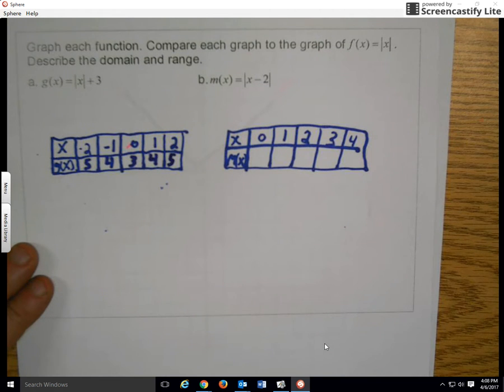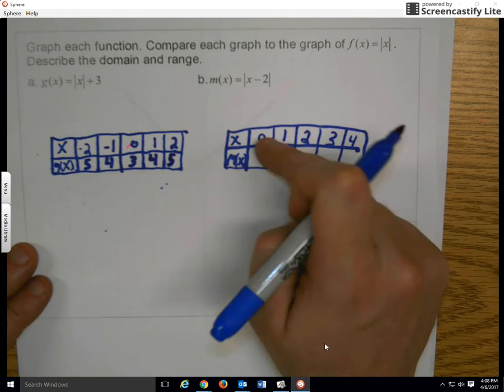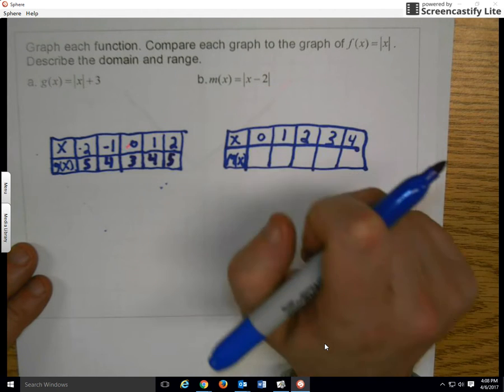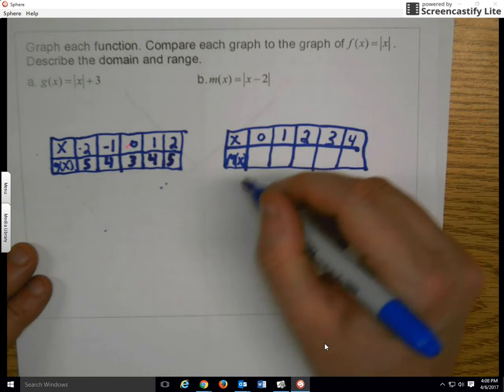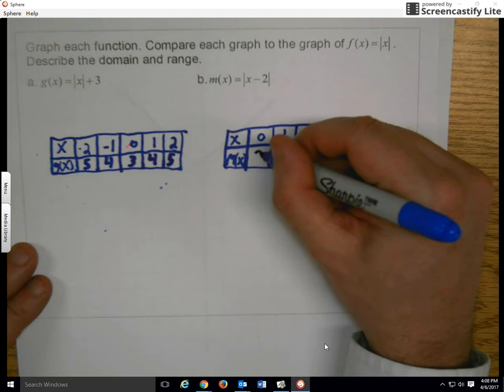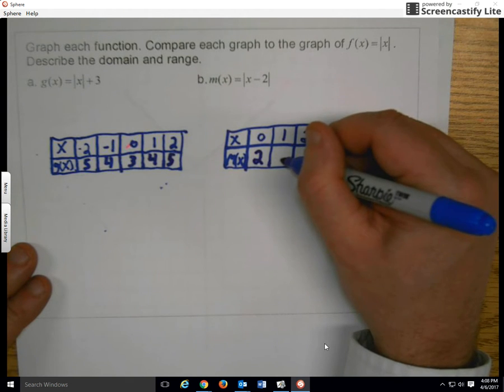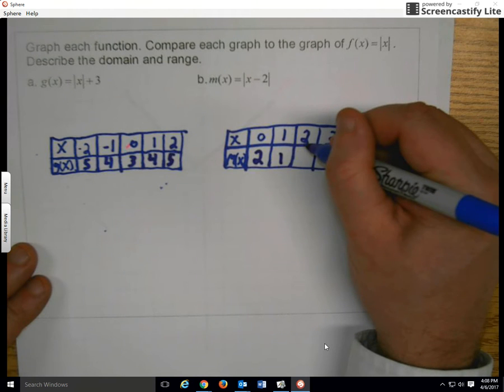Okay, we're going to graph this in just a second. But while we're here, let's go ahead and do the other one, the x minus 2. So if we put a 0 in for the absolute value of x minus 2, it would be 0 minus 2. And the absolute value of 0 minus 2, well, the absolute value of a negative 2 is a positive 2. A 1 minus 2 would be a negative 1, but the absolute value of a negative 1 is a positive 1. 2 minus 2 would just be 0.